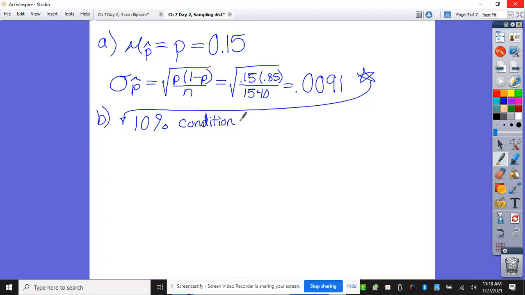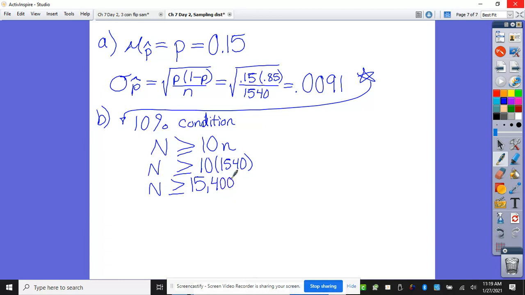And what is my 10% condition? Alright, so which number do I have, the capital or the lowercase? So 10 times 1540. Capital N is greater than or equal to, so 15,400.